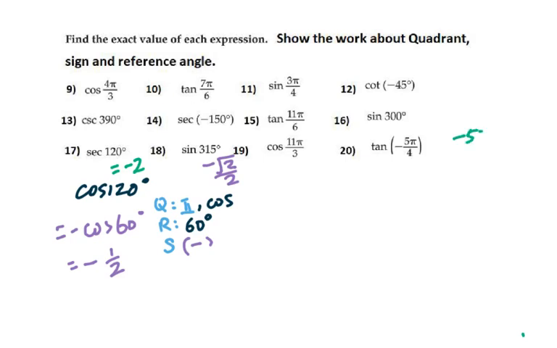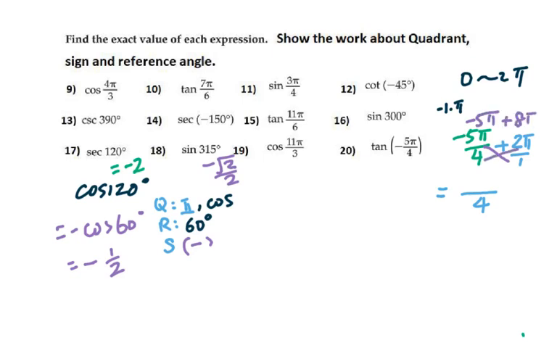For negative 5 pi over 4, I need to get its coterminal angle between 0 to 2 pi. So negative 5 over 4, that's negative 1 point something. We need to add 2 pi. So we get denominator is 4. Cross multiply negative 5 pi, add 8 pi, means 3 pi over 4.